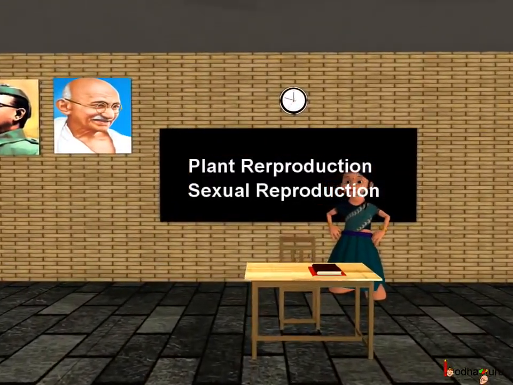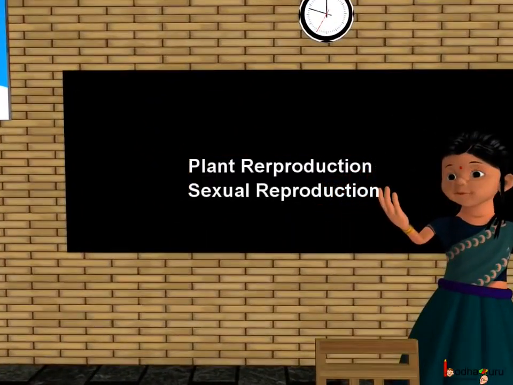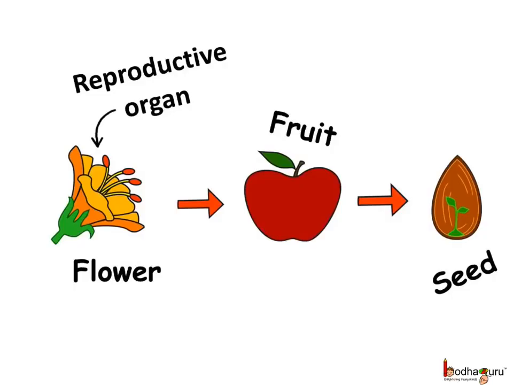Good morning, children. Today we shall learn about plant reproduction. The new plant generally grows from a seed. But have you wondered how? As we know, the flower turns into a fruit.